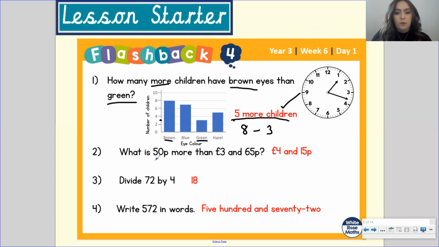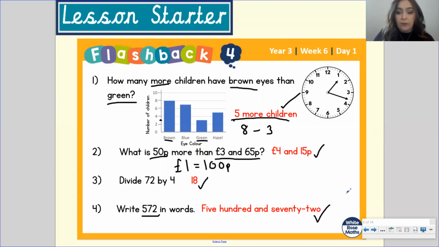Okay, question number 2. What is 50 pence more than £3 and 65 pence? So you needed to add 50 pence and use your knowledge of knowing that £1 is the same as 100 pence. Your answer should have been £4 and 15 pence. So give yourself a tick if you got that correct. Question number 3 says 72 divided by 4, which is 18. So give yourself a tick if you got that correct. And question number 4, you needed to write 572 in words. Well done if you wrote it like this. Give yourself a tick if you got that correct.